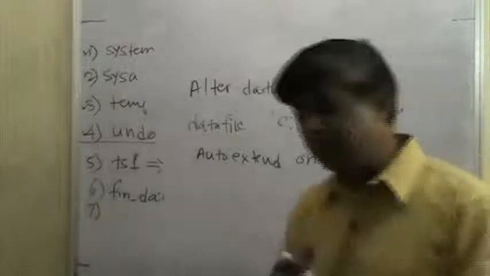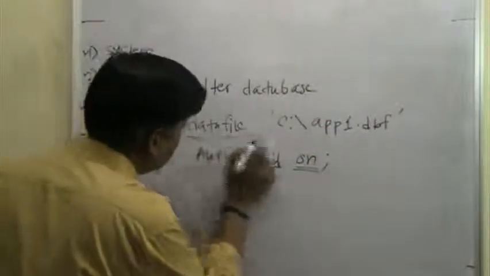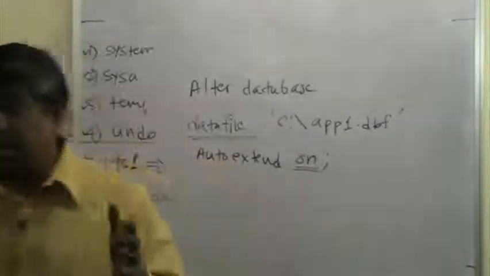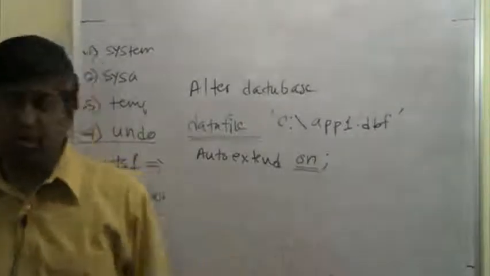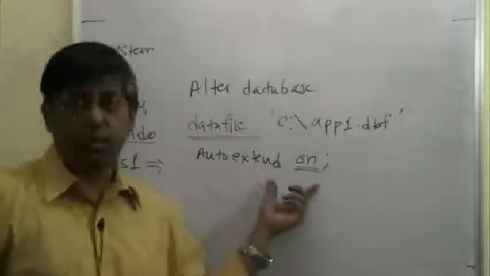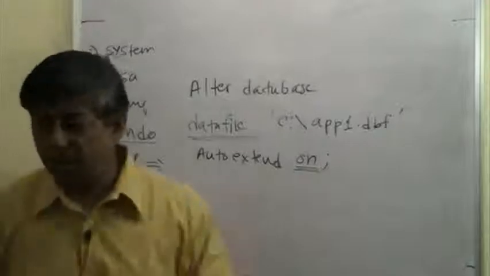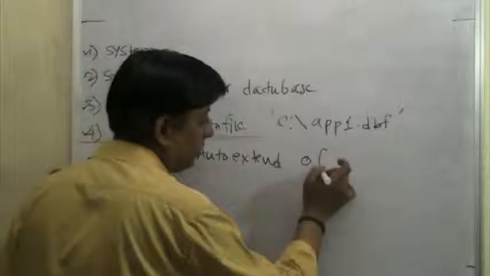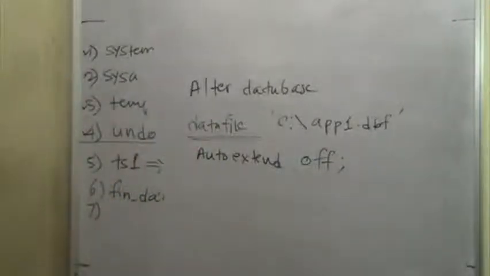You have to remember one thing though here: auto extend is a feature of a data file, not of a table space. So you can grow the data file, and since you can grow the data file, the table space also grows. You can never say the table space has to be auto extended. You usually say that the data file inside the table space has to be auto extended. You can turn it on or you can turn it off also. So this is how auto extend on and off works.